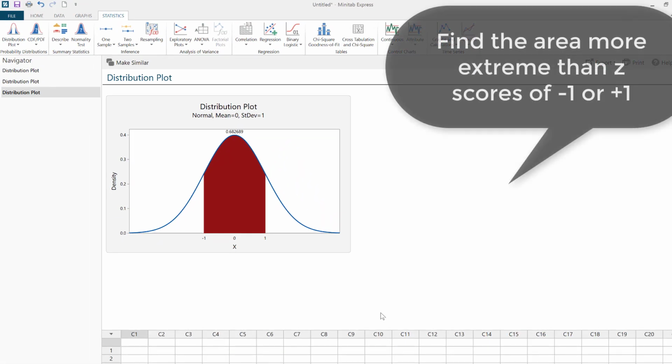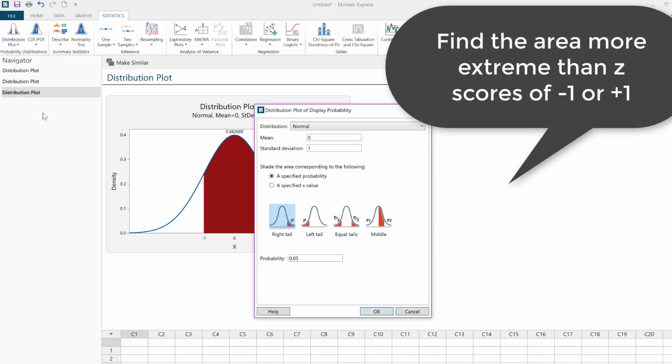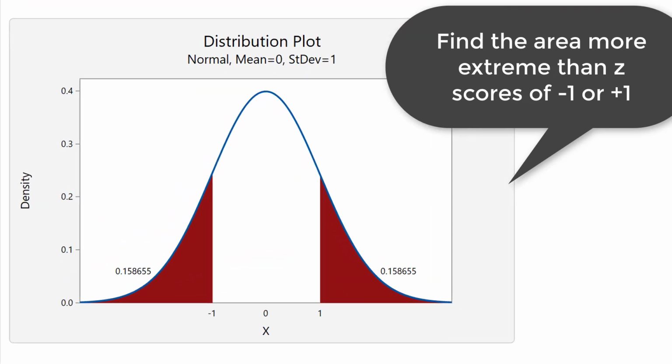Our next example is to find the area more extreme than z-scores of -1 or +1. This time we're finding the area to the left of -1 and to the right of +1. We'll construct our probability distribution plot to display probability. We still have specified x values. This time we're trying to find the value in the tails. Because the z-distribution is symmetrical, you can enter +1 or -1 in here, and Minitab Express will mirror that for you.